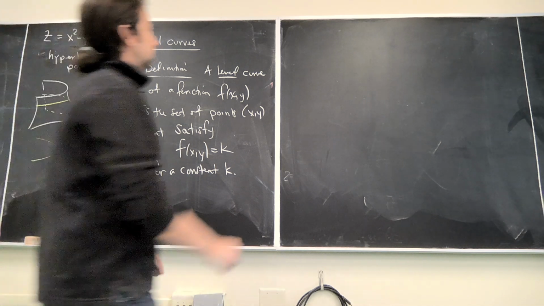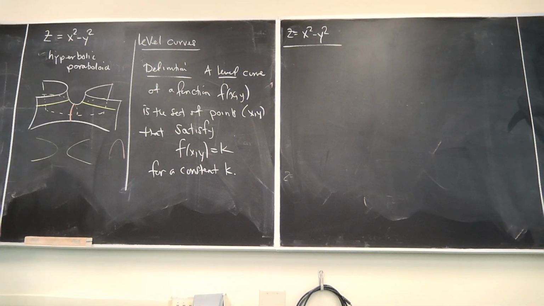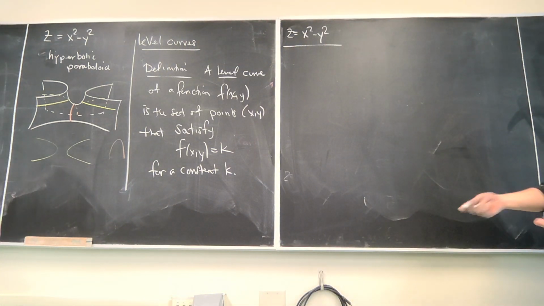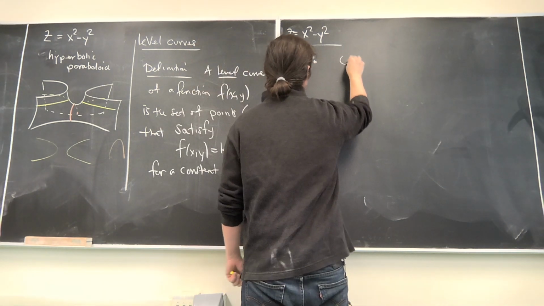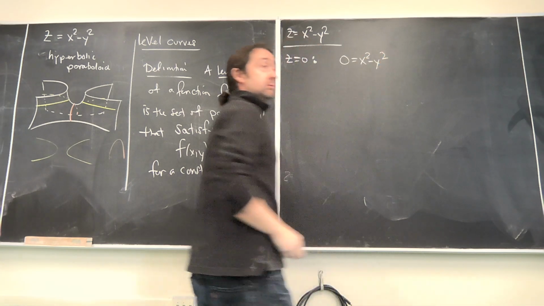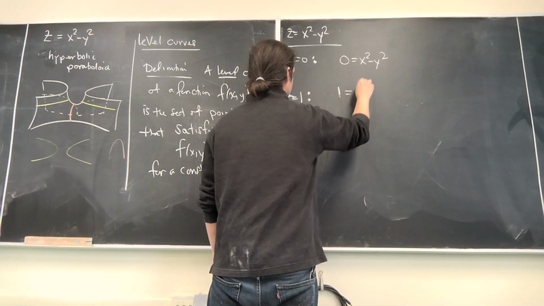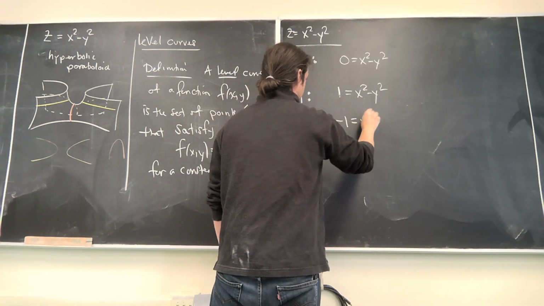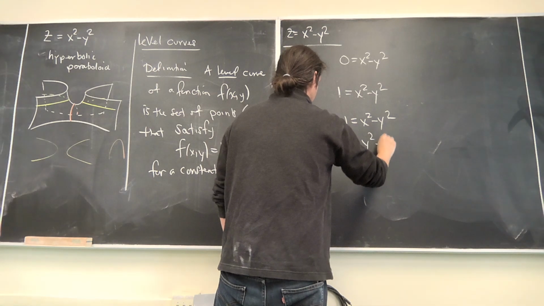So in our example, I can produce some level curves by choosing some values of z, choosing some heights, and then seeing which points x and y produce those values. If I pick height equal to 0, that gets me the equation 0 equals x squared minus y squared. If I pick z equal to 1, I get the equation 1 equals x squared minus y squared. If I pick z equal to minus 1, I get minus 1 equals x squared minus y squared, which for reasons that will become apparent, I'm going to rewrite as 1 equals y squared minus x squared.